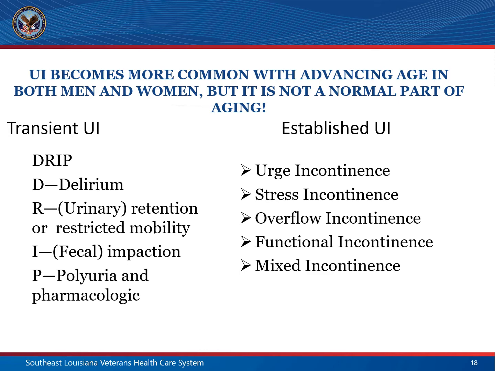So if you want to think of something that can be reversed, transient urinary incontinence, think of DRIP. D, delirium. When people are delirious, they can't think to go to the bathroom, they can't process to go to the bathroom, they could be incontinent from that. R for retention or restricted mobility.